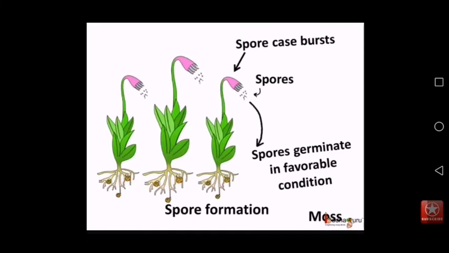So children, in this video, we have discussed different methods of asexual reproduction with the help of examples. Binary fission in amoeba, multiple fission in Plasmodium vivax, budding in yeast and hydra, fragmentation in Spirogyra, regeneration in Planaria, and spore formation in Rhizopus.